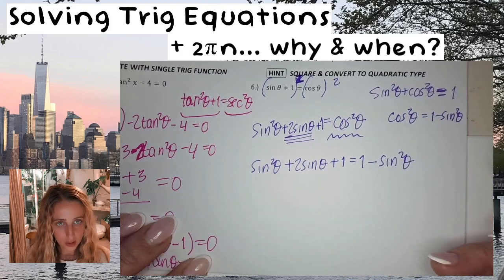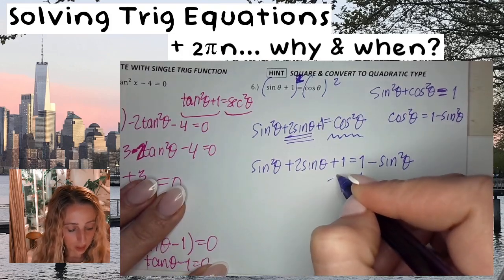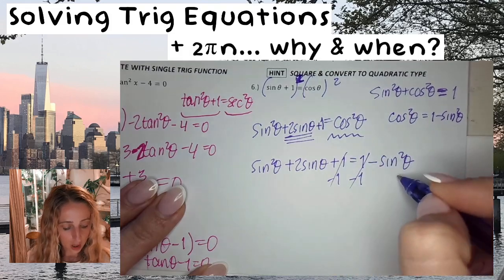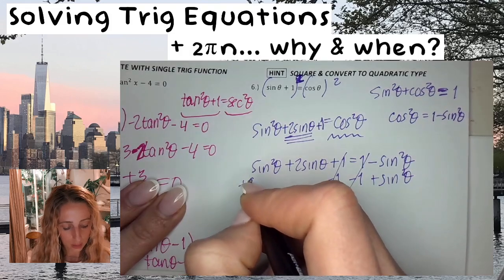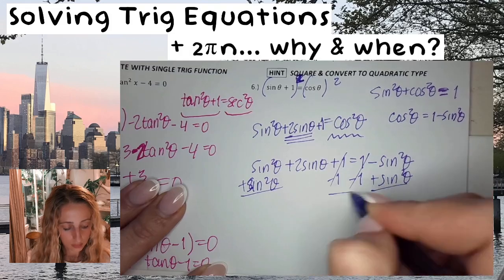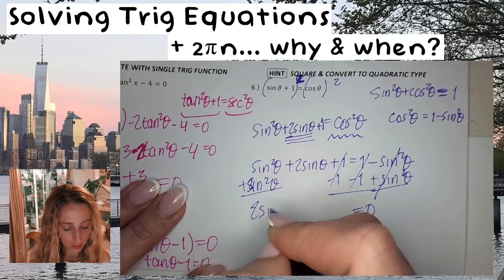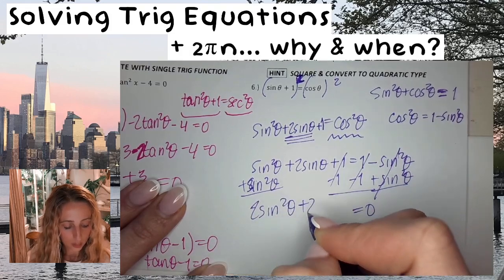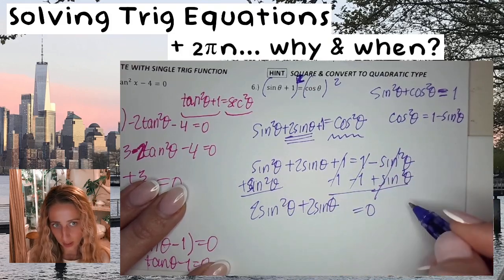Now what else is the rule when we have polynomials that we're going to factor? We've got to get it equal to 0 first. So that's gone. And then add sine squared theta to both sides. So there I have 0 equals 2 sine squared theta plus 2 sine theta, and then the constants happened to cross out.